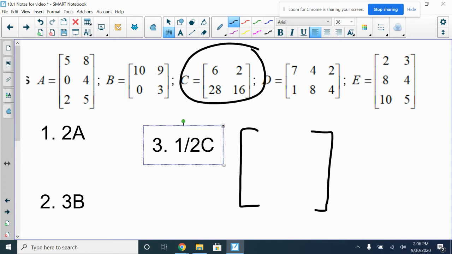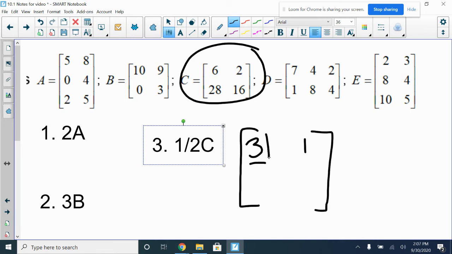So I'm going to multiply everything in there by our scalar of 1/2. So I know that I'm finding half of these numbers. So 1/2 times 6, half of 6 is 3. Half times 2, half of 2 is 1, and we're keeping them in the same place. The 6 times the half stayed in that first row, first column.